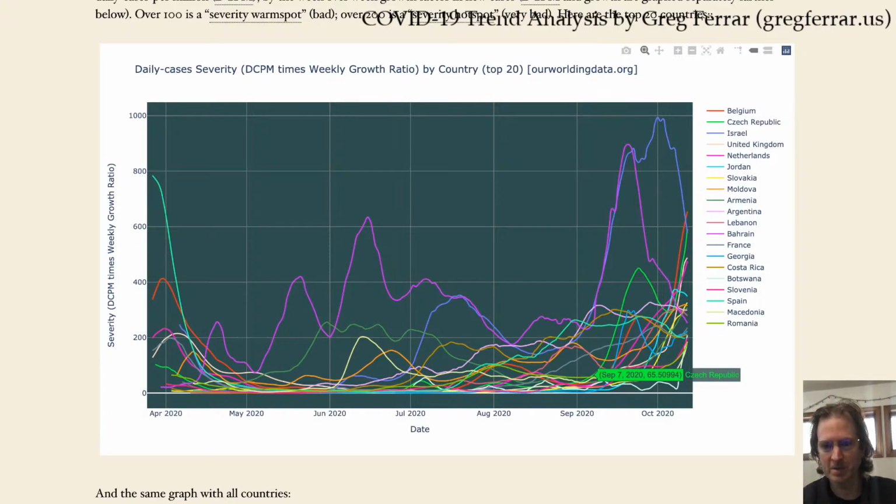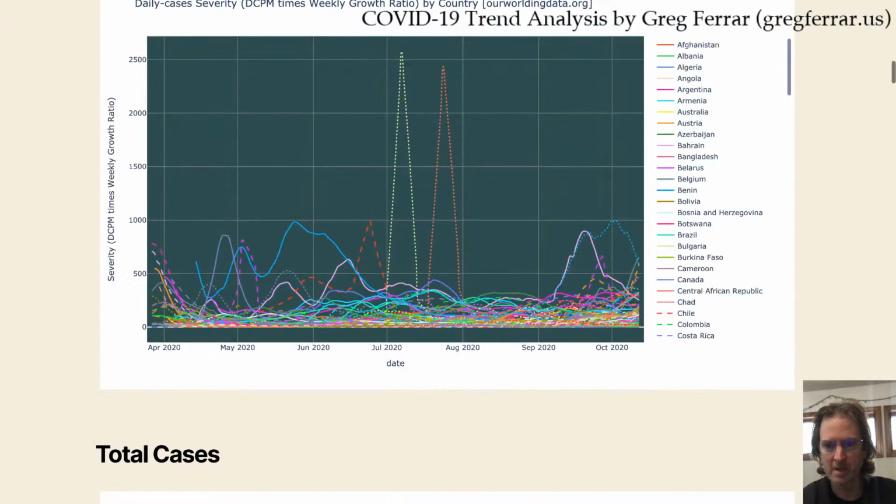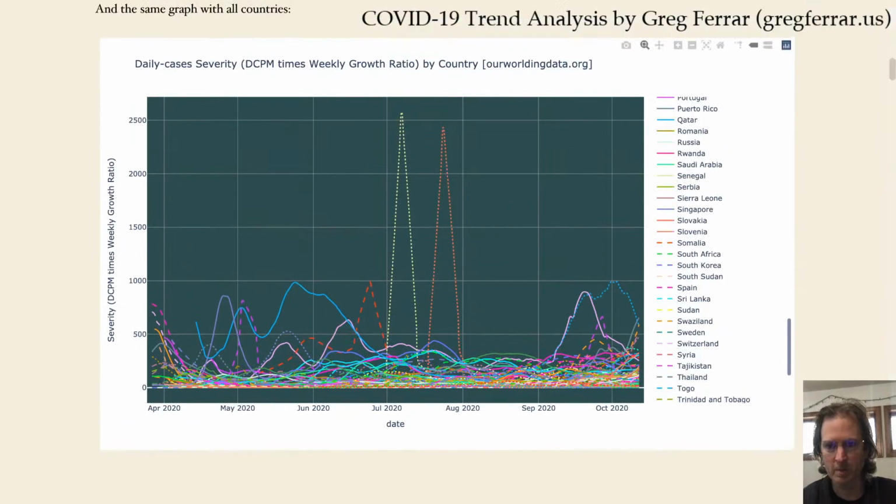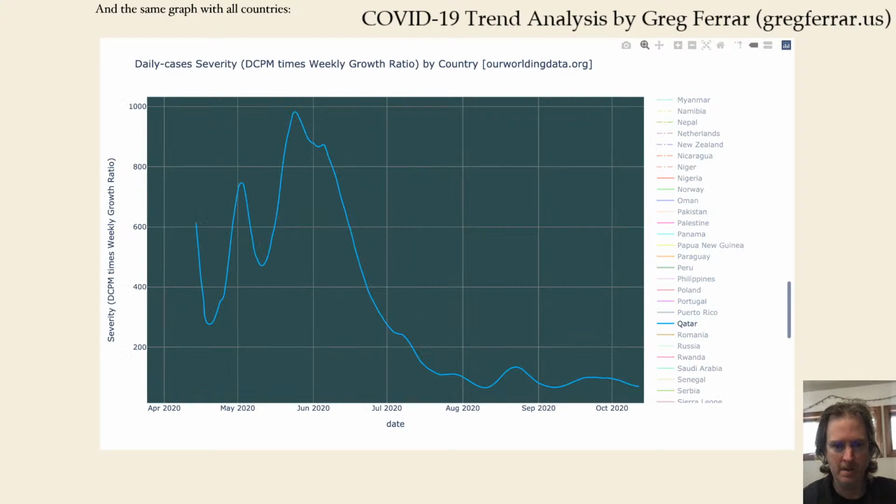I actually haven't looked at Qatar for a while. Let's just take a quick look to see. Where is Qatar? It used to be consistently the worst in the world. And then it wasn't. Yeah, and so here's Qatar down in the 70s. It's not even a warm spot anymore. Not over it yet. 70 is not great. We'd like to see 10 daily cases per million. But 70 at least is certainly well below the 1,000 that Qatar had at its worst.